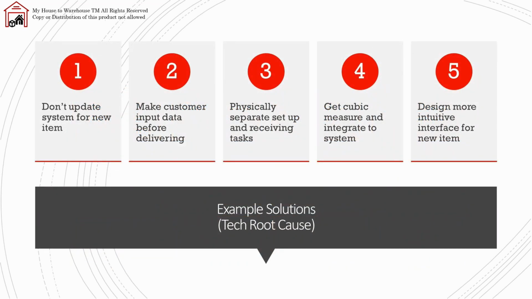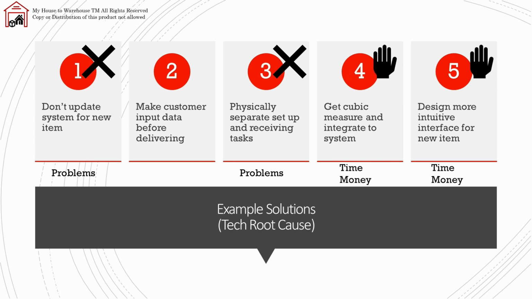So for our example, we have a few solutions here for our problem of having slow item setup. Last time we decided that 1 and 3 were not going to be suitable. They're going to be causing more problems. 4 and 5 are good solutions, but they're going to take some time and money, so they may not be able to implement immediately. We decided for number 2 to be something that we can easily communicate.